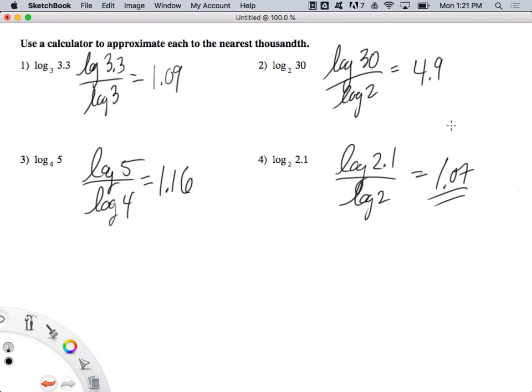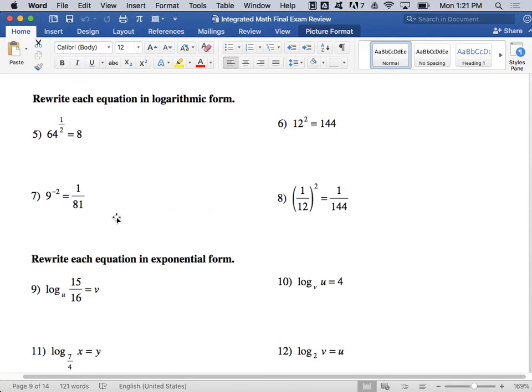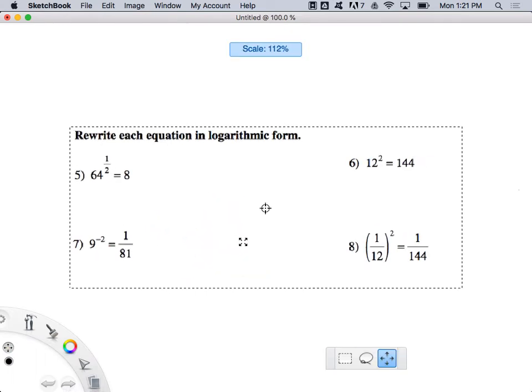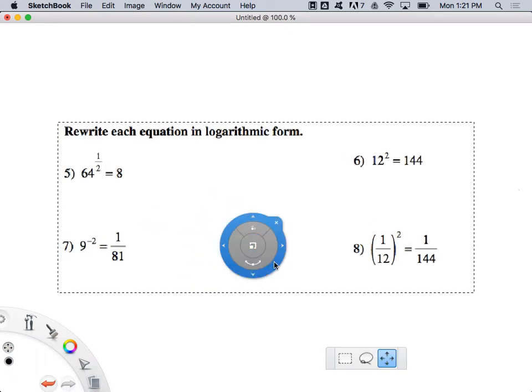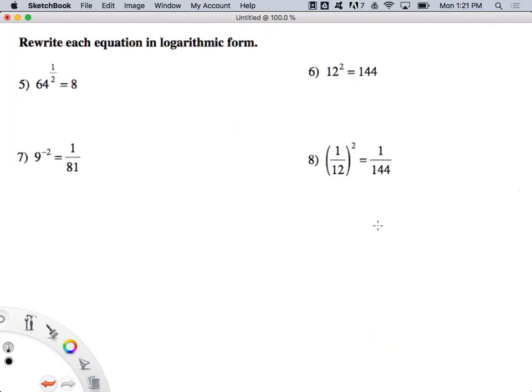All right, flip the page. Yes. You might want to. Okay. All right. Now, here's where we get into the good stuff.